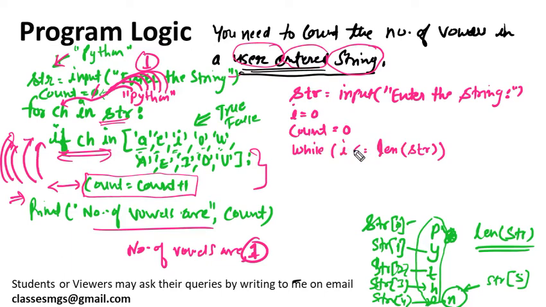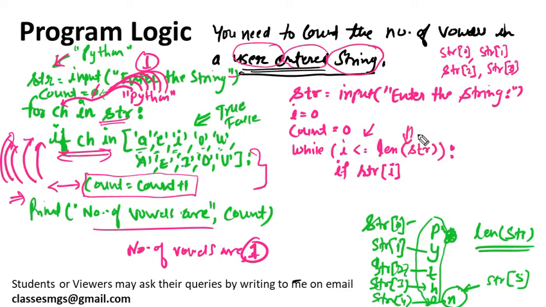We need to execute this while loop, and again we will apply this condition. This time ch will not be there. This time we need to use the indexing of the string of I. Whenever the I value is 0, then string of 0 will be accessed. If I value is 1, then string of 1 will be accessed. If I is 2, then string 2, if I is 3, then string 3. Like this, it will keep on accessing till the end of the string, till the length is reached.